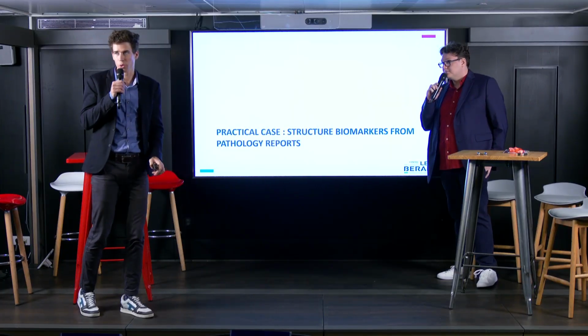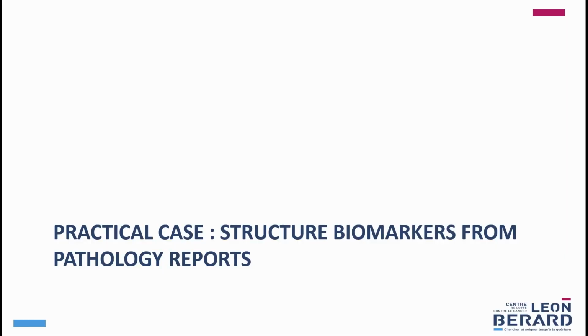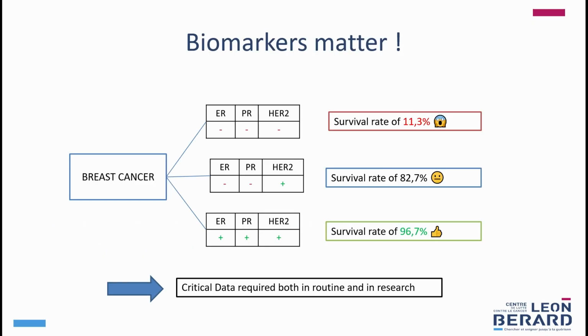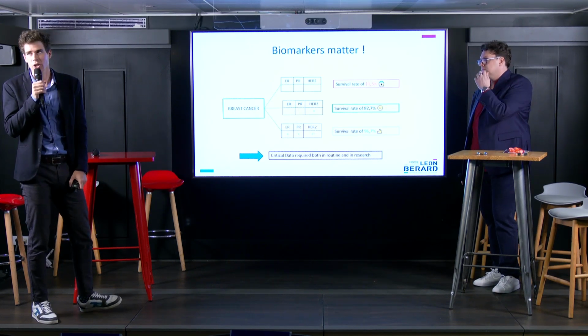So we are going to go through a practical example. We are going to look at how we are structuring biomarkers from pathology reports. A biomarker is a biological description of the illness. As you probably know, nowadays we are not talking about breast cancer anymore. We are talking about triple negative cancer. We are distinguishing breast cancers that respond to estrogen or progesterone, which is ER and PR, and cancers that produce a protein, HER2.